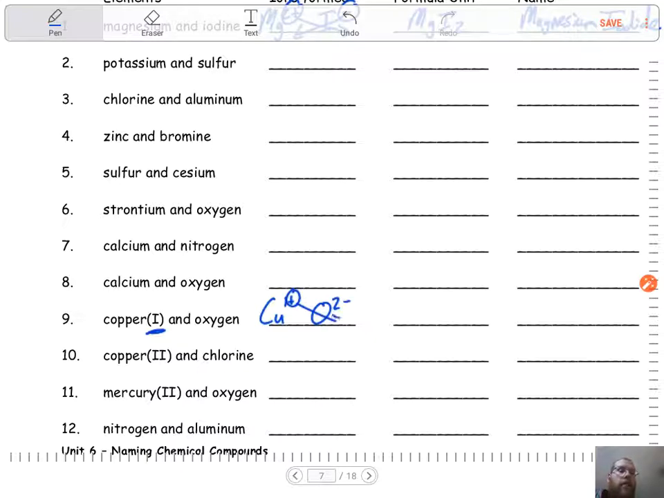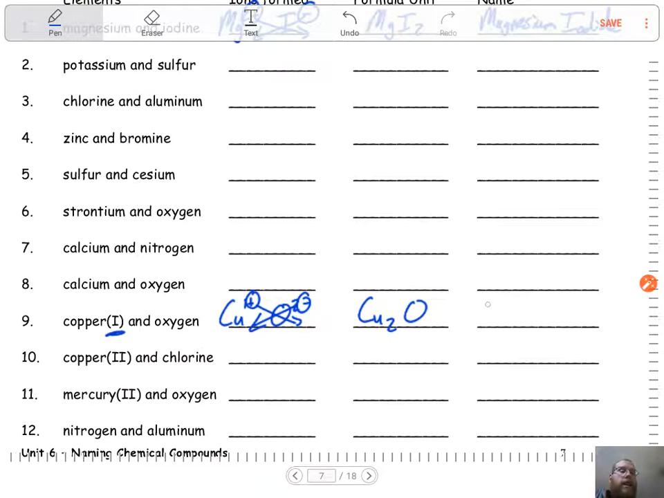So here we go. We're going to crisscross. So our formula here is going to be Cu2O. And then to name this, notice how I name it. It's copper. We have to include this. It's telling us the charge on that transition metal. So this is copper 1 oxide.